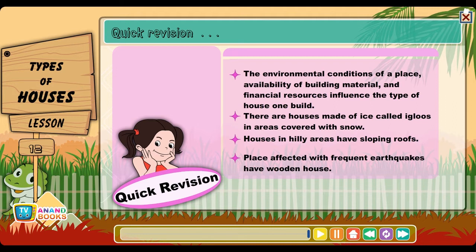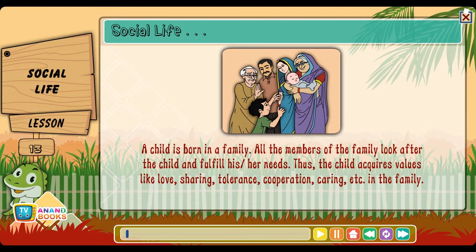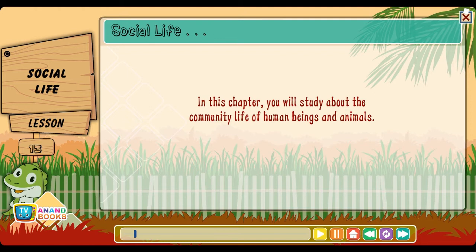Lesson 13. Social life. A child is born in a family. All the members of the family look after the child and fulfill his or her needs. Thus, the child acquires values like love, sharing, tolerance, cooperation, caring, etc. in the family. In this chapter, you will study about the community life of human beings and animals.